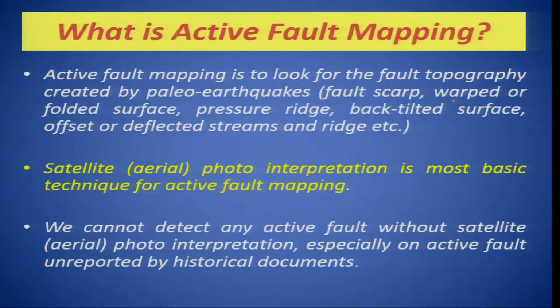So, if you have expert eyes to identify such features which we have been talking about, either the fault scarp, warped surfaces, pressure edges, back tilted surfaces, deflected streams, you will be able to pick up those on the surface. And it is difficult to go in the field and map those as a first step. Okay. So, we use high resolution satellite photographs, we prepare the basic maps, and go in the field and map it.